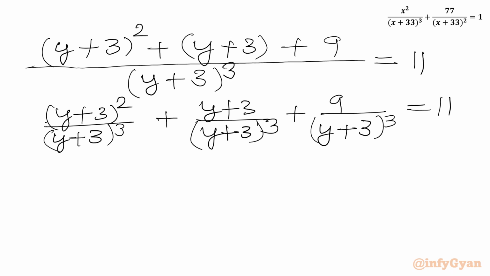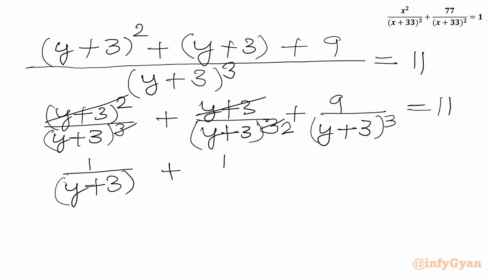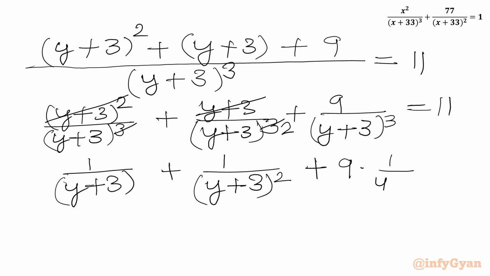Now I can cancel (y plus 3) whole square with this power, so in denominator there will be only y plus 3. Here we can cancel y plus 3, so denominator power will be 2. So I can write our equation: 1 over y plus 3, plus 1 over (y plus 3) whole square, plus 9 times 1 over (y plus 3) whole cube, equal to 11.